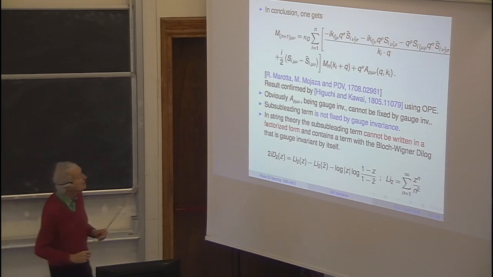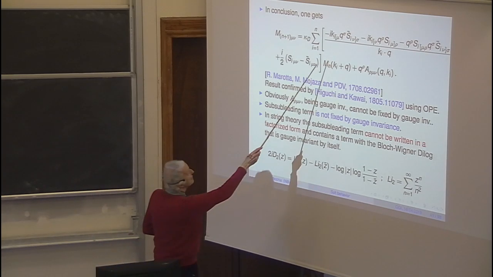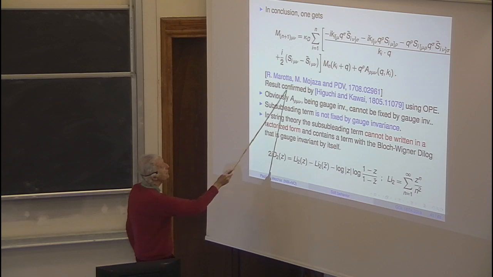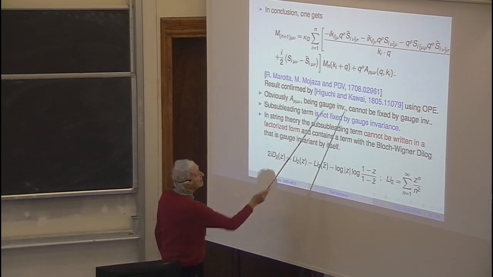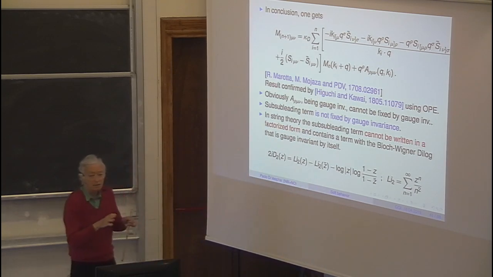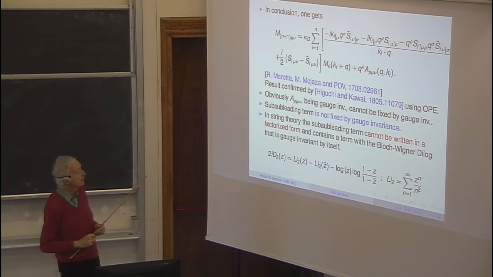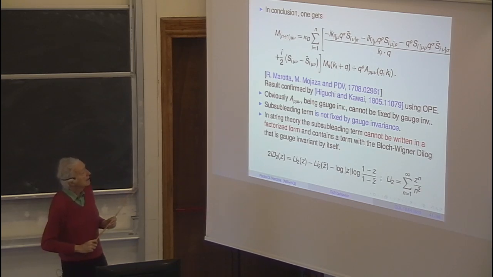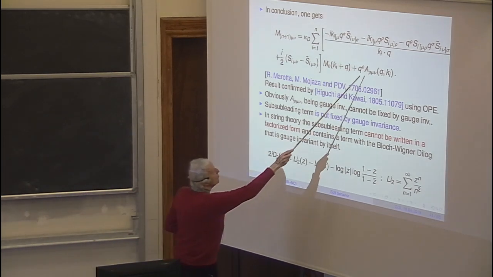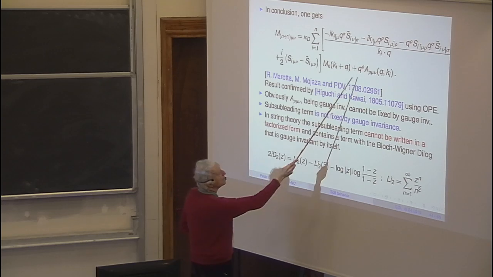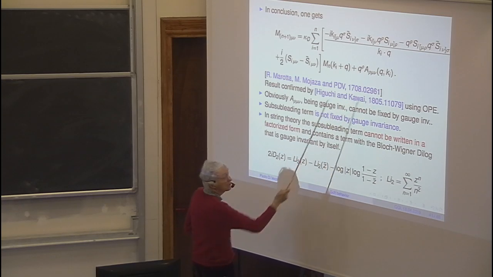So that's what you get. And this result is obtained from gauge invariance, and has been confirmed by Iguchi and Kawai using OPE with a vertex operator. So the two procedures seem to be consistent. This term here is completely antisymmetric and cannot be fixed by gauge invariance. If you multiply it by q mu, you get 0.